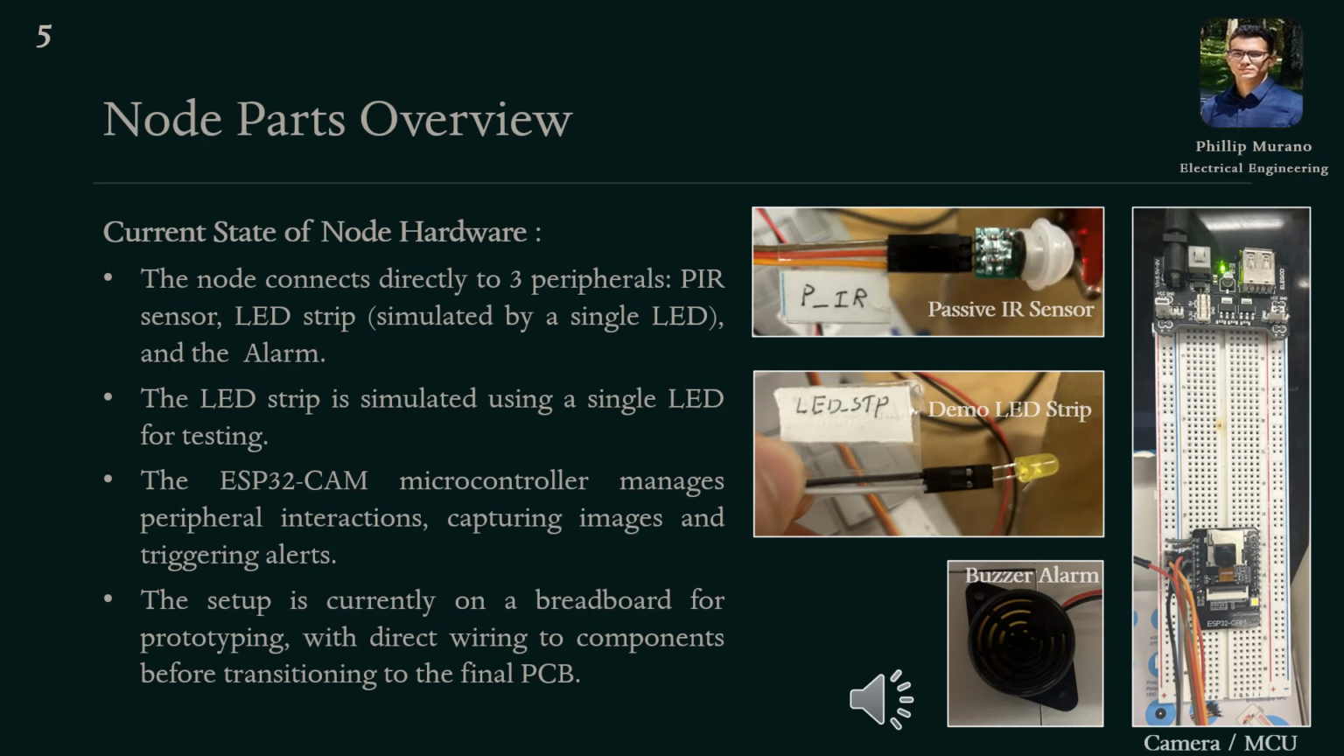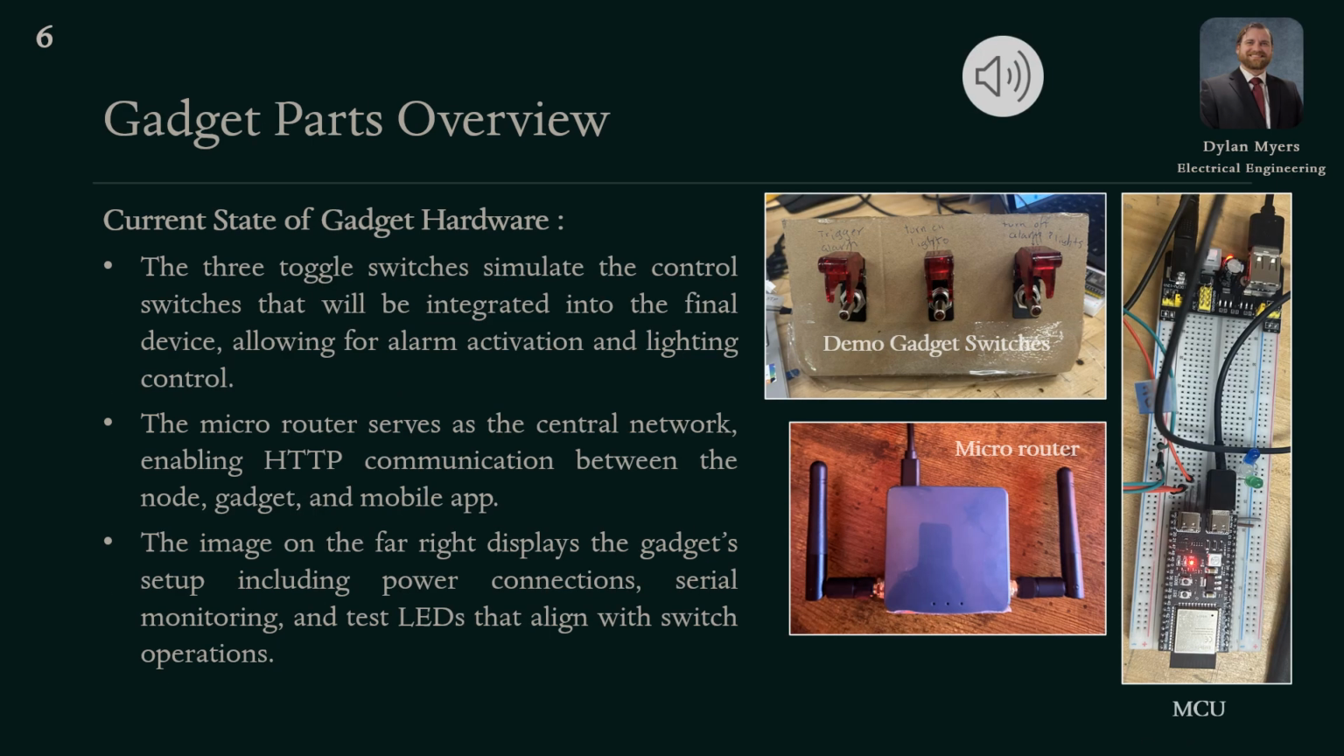Our node has many peripherals as shown on the slide. The passive IR sensor will be pointed towards the testing area and will respond to movement by setting a pin high, which will trigger the buzzer alarm and capture an image of the testing area. We have included additional functionality for the user to illuminate the area around the node. For now, we're just using a single LED, but our final demonstration will be a COB LED strip, which circles the top of the node.